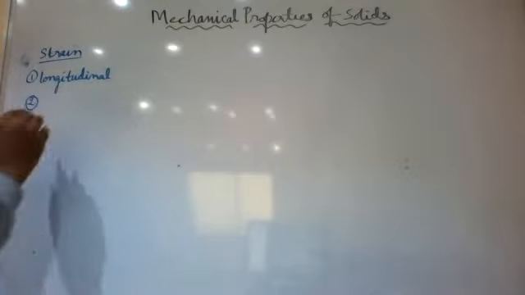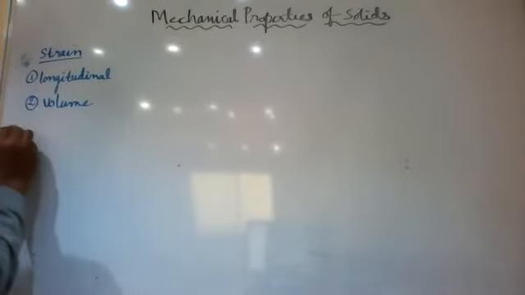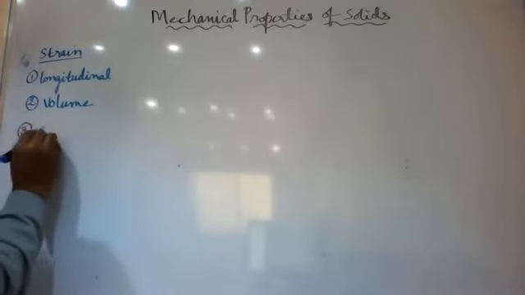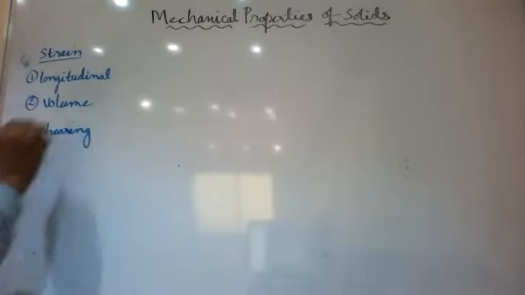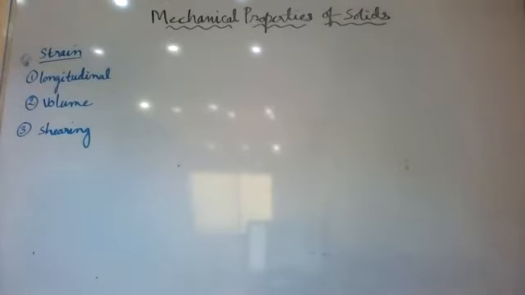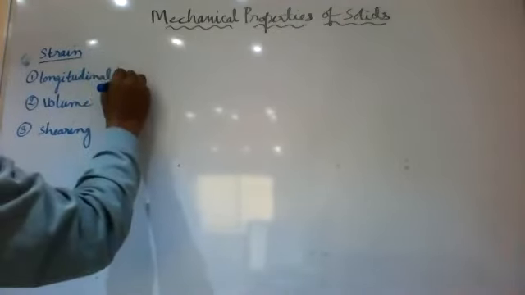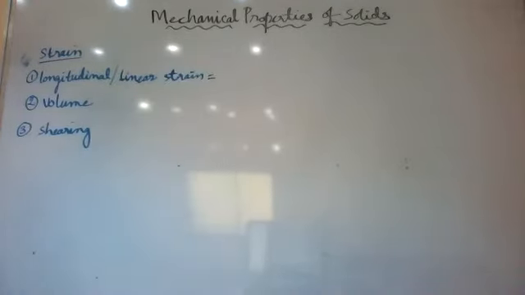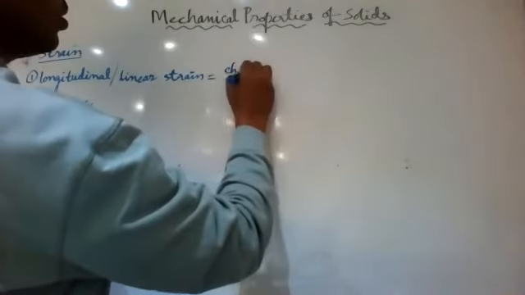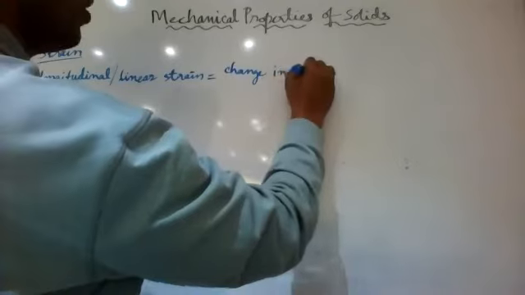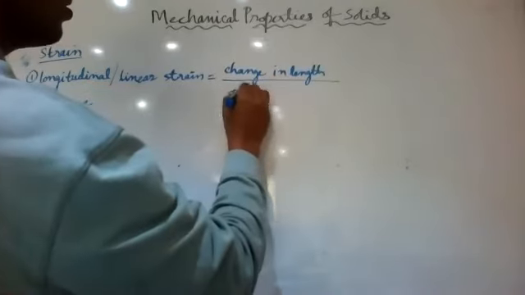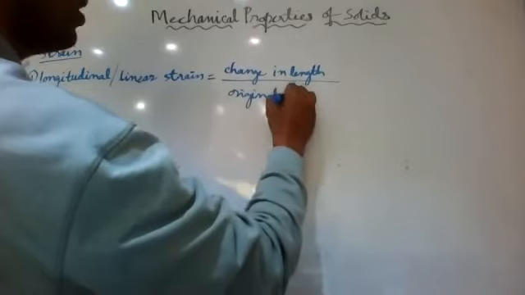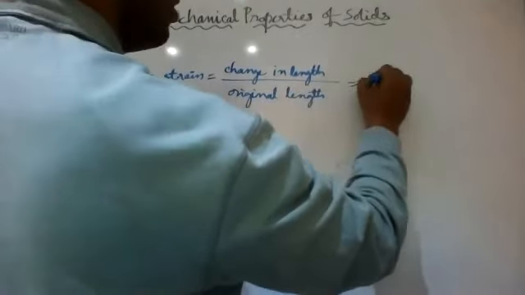Second one is volume strain. Third one is shearing strain. Linear strain, volume strain, and shearing strain. So linear strain, or longitudinal strain, is equal to what? It is the change in length divided by the original length. That is equal to delta L by L.